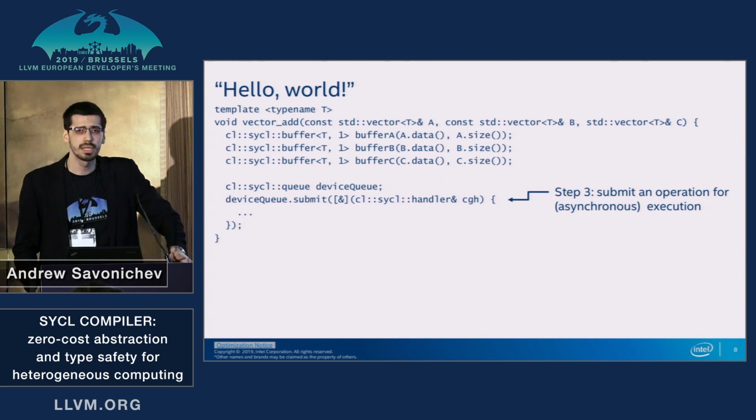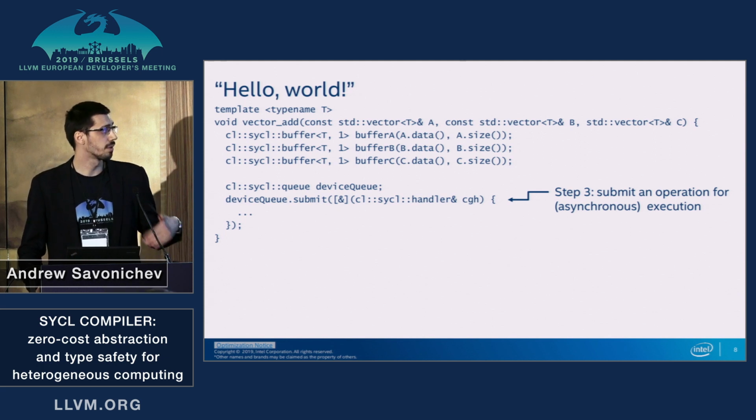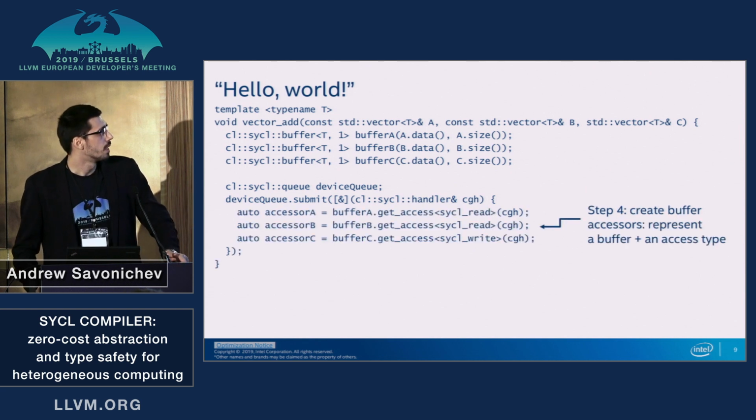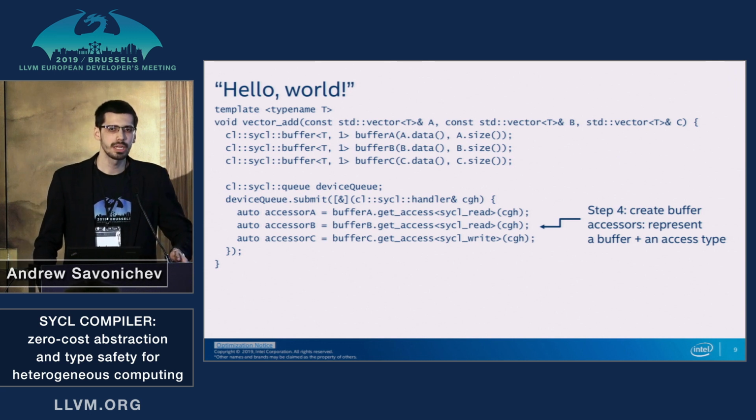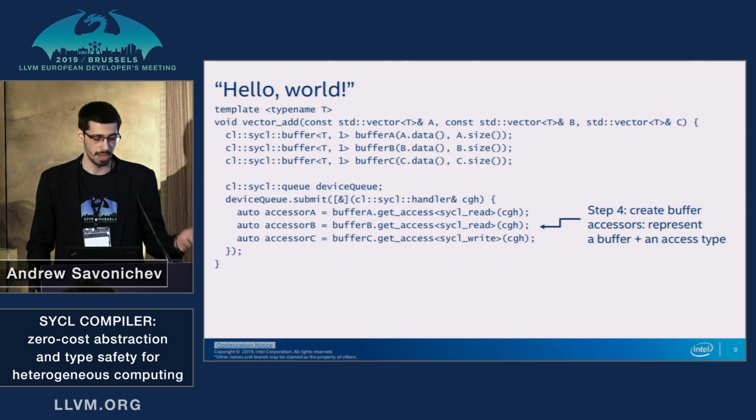We call device queue submit and specify a lambda to it. And this lambda is actually a description of the operation that we want to submit, to let the runtime know about what's going on in this code. And the first part of the description of the operation is accessors. And these are basically the input and output buffers that the operation will operate on.